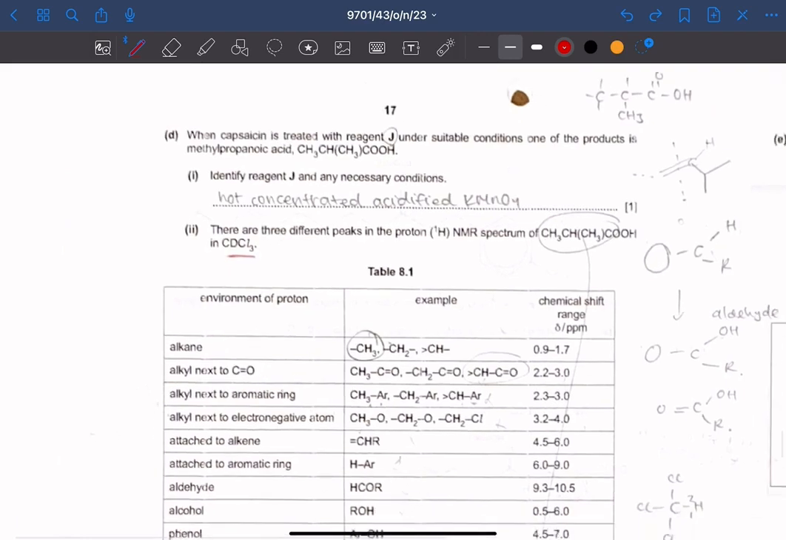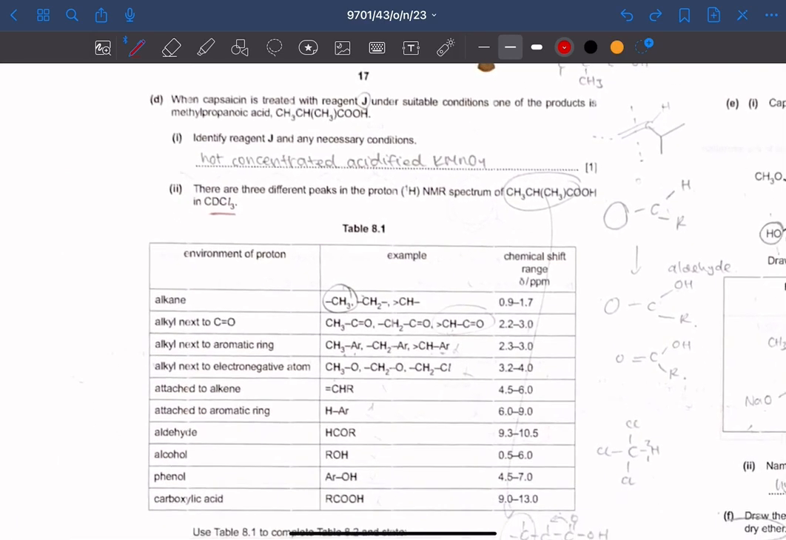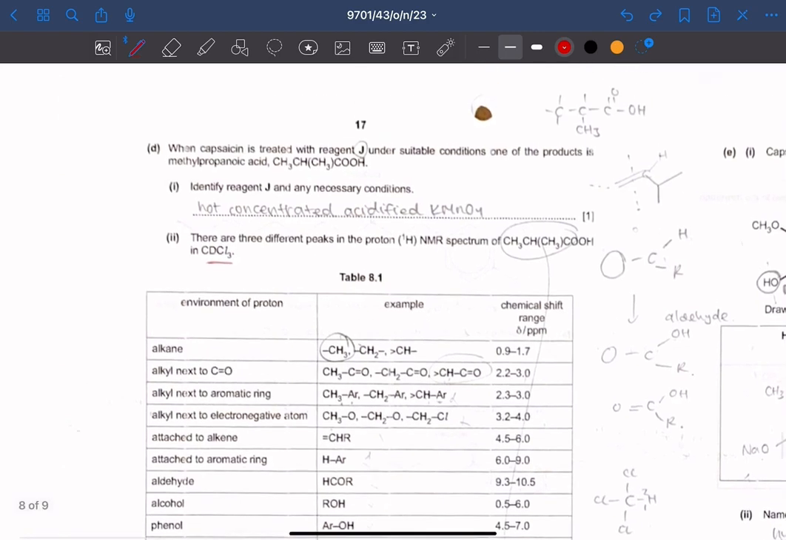Okay, D. When capsaicin is treated with reagent J under suitable conditions, one of the products is methyl propanoic acid. I. Identify reagent J and any necessary conditions. So reagent J is hot concentrated acidified KMnO4.